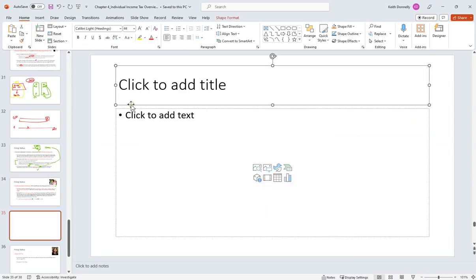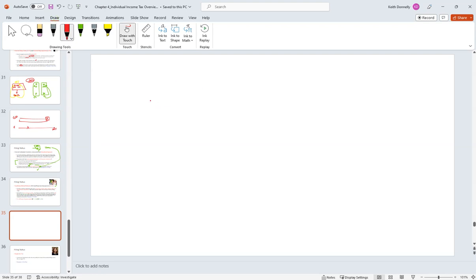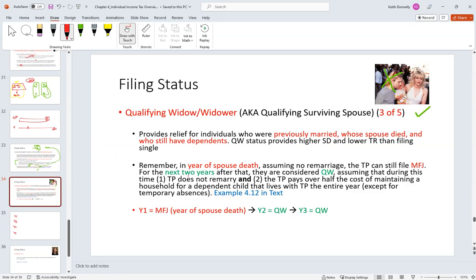if we were to draw it out, right, so here we are, we'll have year 1, year 2, year 3, year 4. So the idea with this is, in the year of the death, assuming no remarriage, you can do married filing jointly. For the next 2 years, you can be qualifying widower, assuming 1, you don't remarry, 2, you pay over half the cost of maintaining a house for a dependent child that lives with them for the entire year.